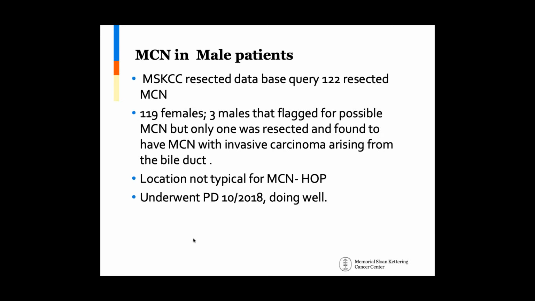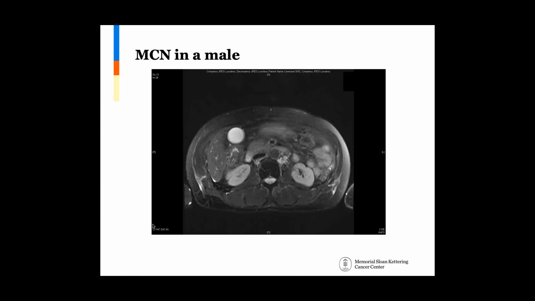It was actually even hard to see it on the scan. So it was not typical in 2 ways. 1, because it was in a man, and 2, because it was in the head of the pancreas. He had a Whipple last October. He's doing well. I have his scan here. You can kind of see right here, this shadow within the bile duct. That's actually where the invasive component was coming from.